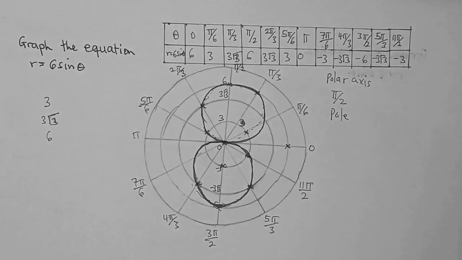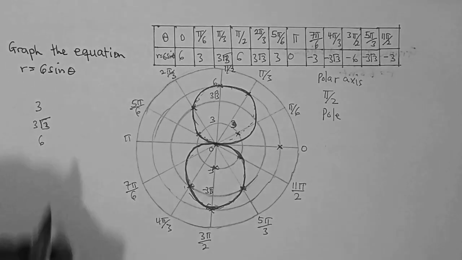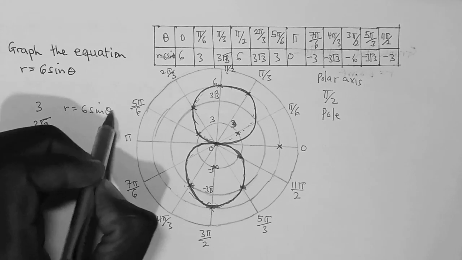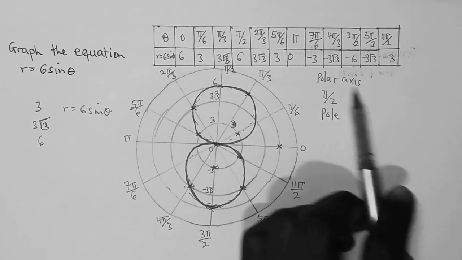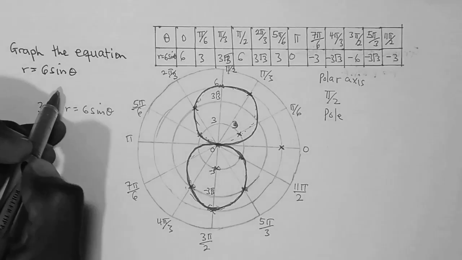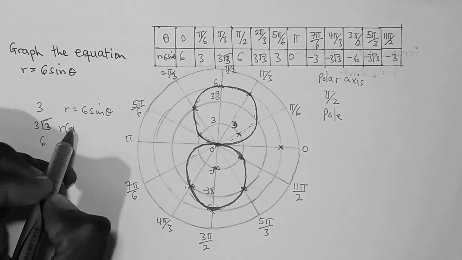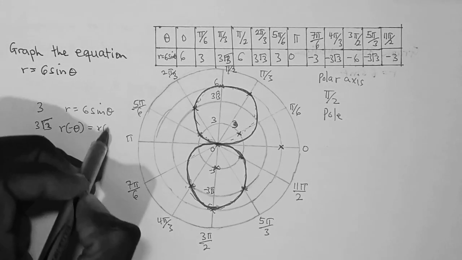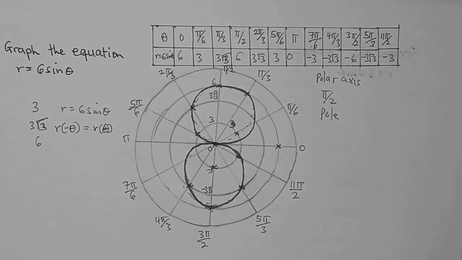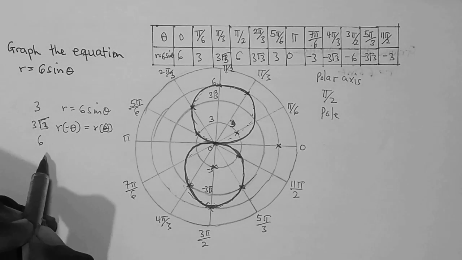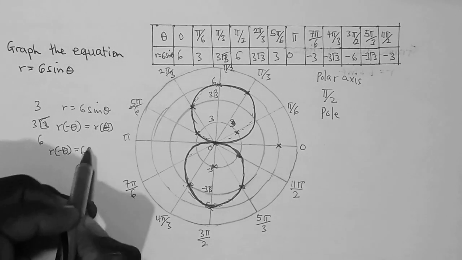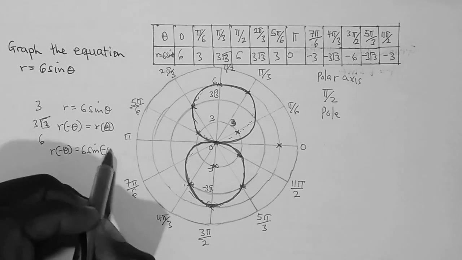Now let's start with the equation. We're given r equals 6 sine theta. Now to check whether the graph is symmetrical about the polar axis, you need to check if r of minus theta is equal to r of theta, then the graph is symmetrical about the polar axis. So in this case, let's find r of minus theta. It's equal to 6 sine minus theta.